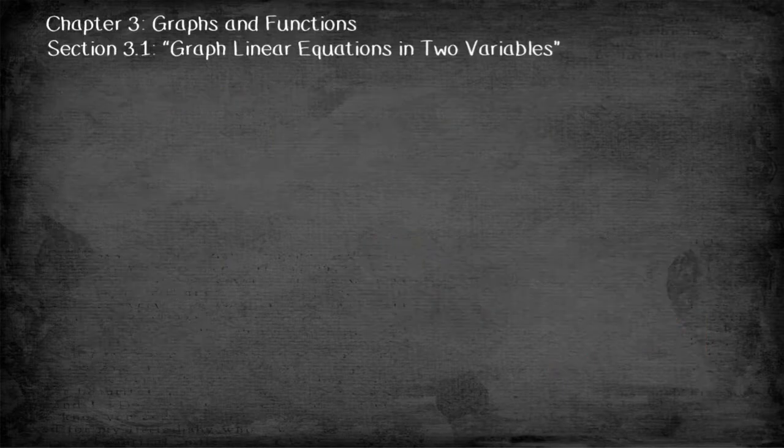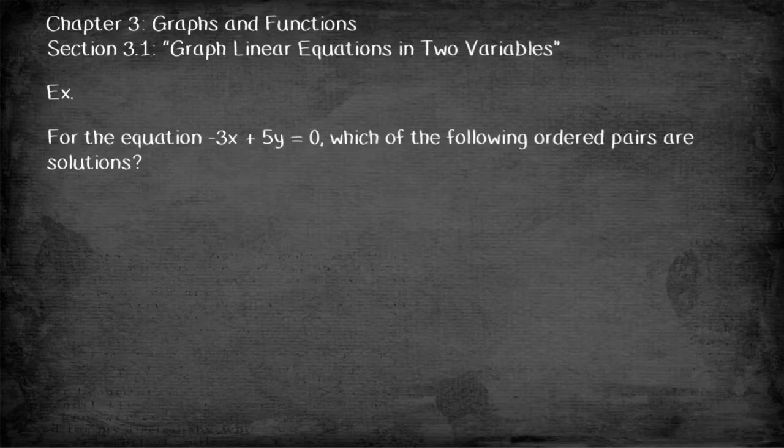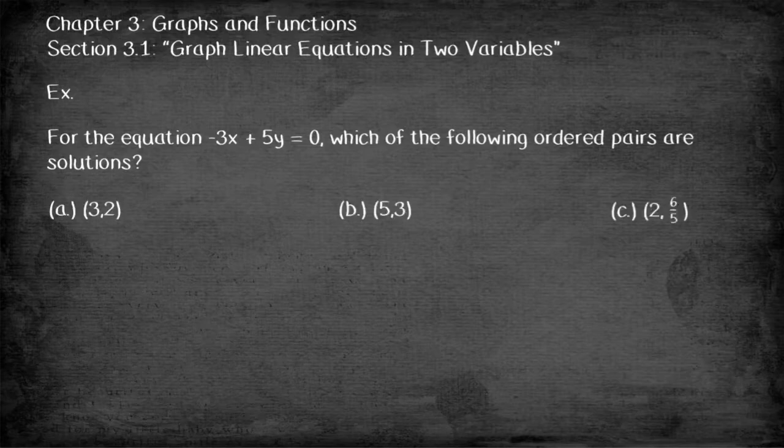Right, so let's look at some examples. We have a linear equation negative 3x plus 5y equals 0, and we want to know which of the following ordered pairs are solutions. So what I'm going to do is just go through and check each of these. Remember that the first coordinate is going to be replacing x, and the second is going to be replacing y.